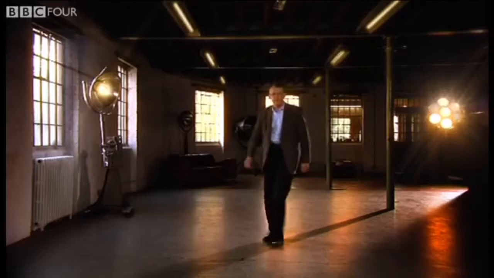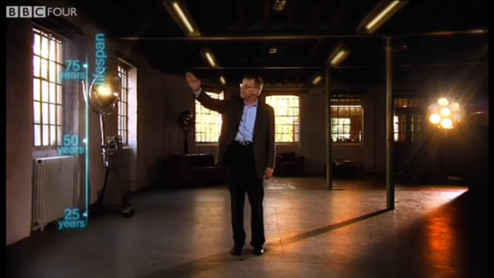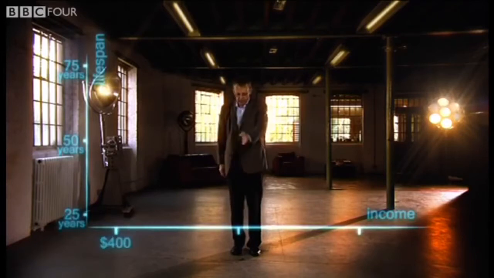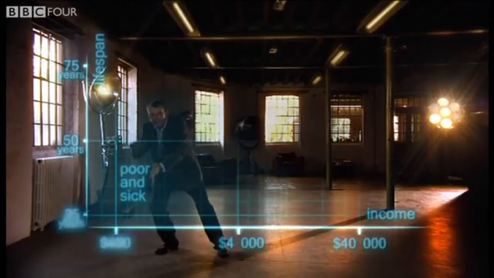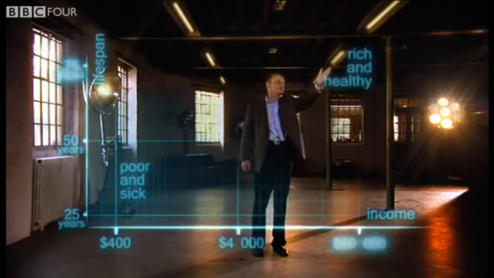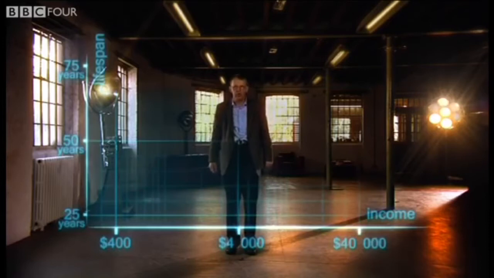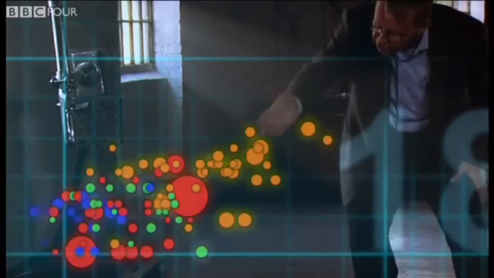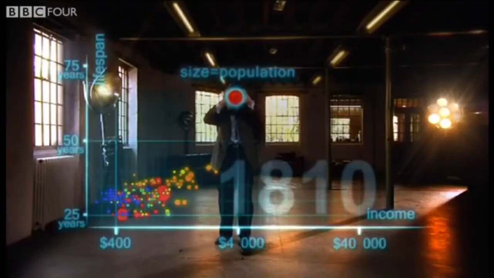So here we go. First, an axis for health, life expectancy, from 25 years to 75 years. And down here, an axis for wealth, income per person, $400, $4,000, and $40,000. So down here is poor and sick, and up here is rich and healthy. Now, I'm going to show you the world 200 years ago, in 1810. Here come all the countries. Europe brown, Asia red, Middle East green, Africa south of Sahara blue, and the Americas yellow. And the size of the country bubbles show the size of the population.